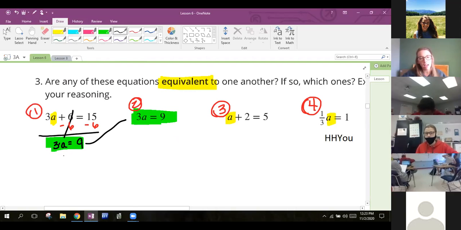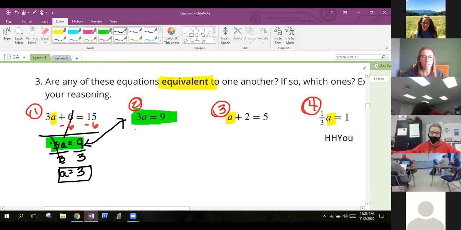All right, so then we have 3 times a. So how am I going to get that a by itself? Divide by 3. They cancel. And a equals... Since this was the same thing as that, we know that a equals what? 3.